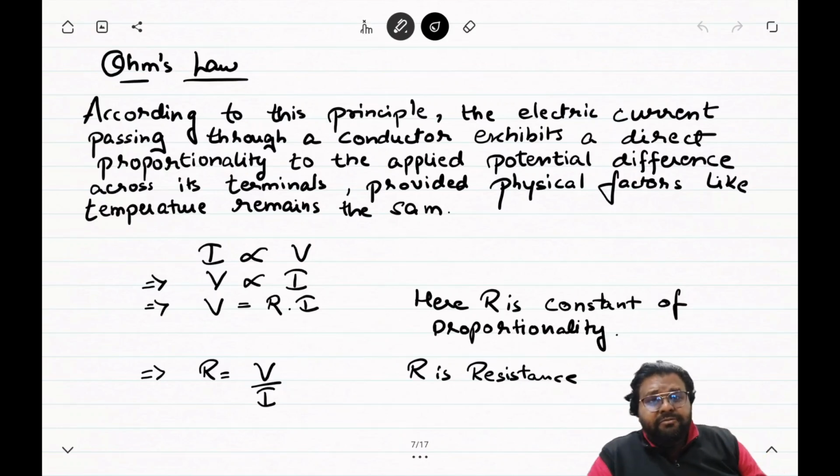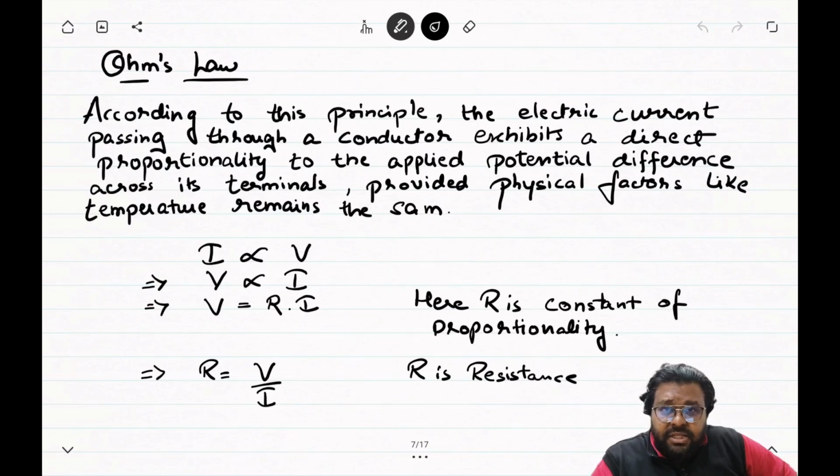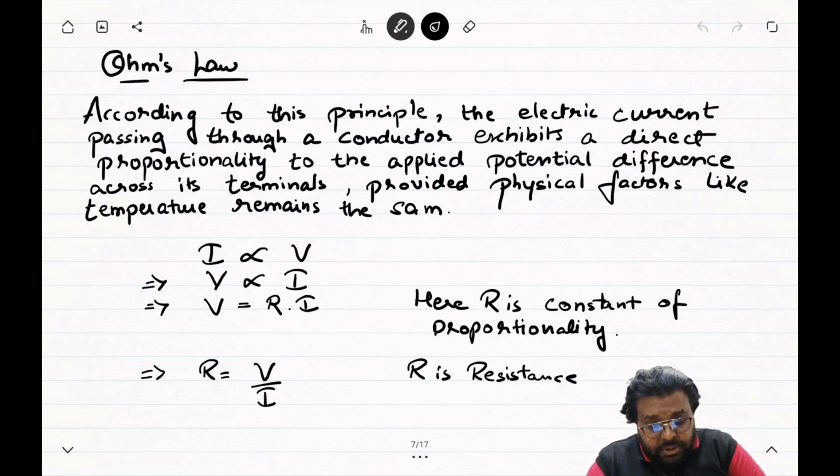That means potential difference and current are directly proportional to each other, and that gives me a relation between both of them, which is known as Ohm's law. According to this principle, the electric current flowing through a conductor exhibits a direct proportionality to the applied potential difference across its terminals, provided physical factors like temperature remain constant. So, sorry, the spelling of same, SAME.